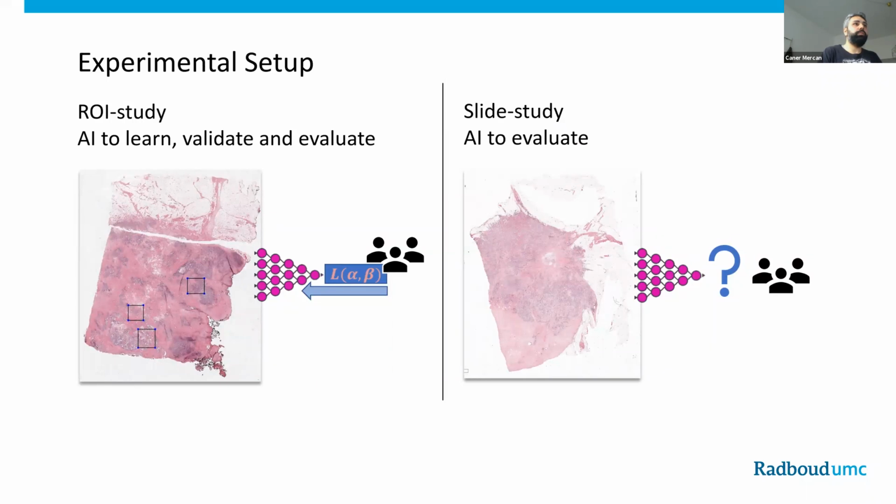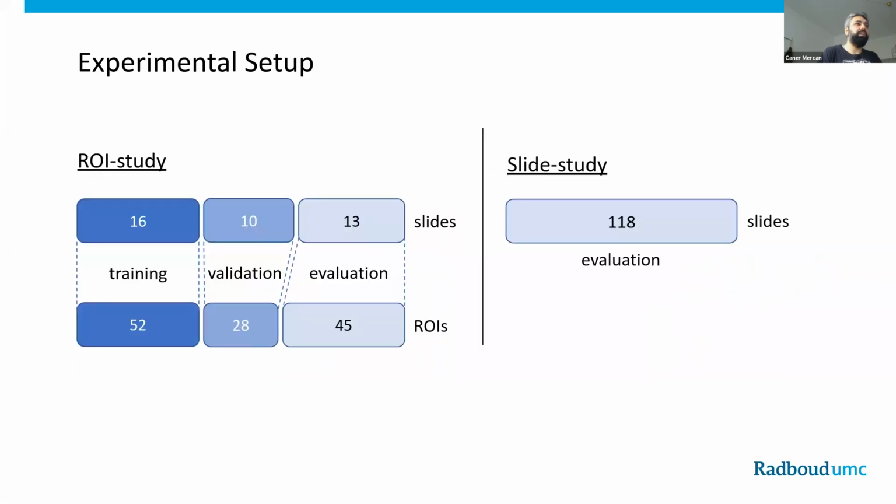In our work, we used the RI study to train and validate the AI algorithm by the collective average knowledge of the pathologists, basically. It was also evaluated compared to the individual pathologists on a subset. On the other hand, the slide study was only used for the evaluation of the AI algorithm. Here is basically a breakdown of how we do these kinds of data splits.